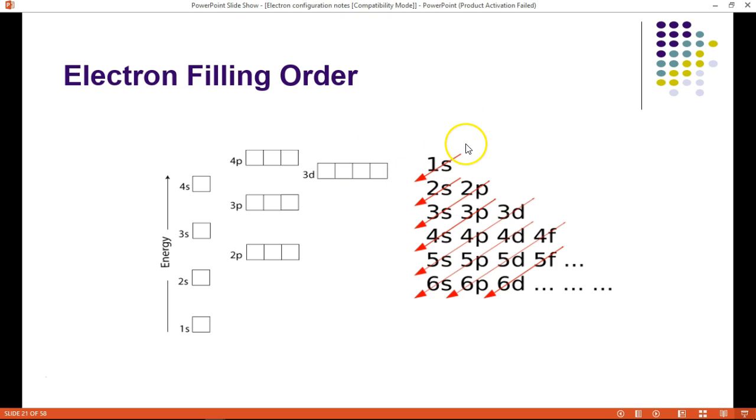And so this is a little chart to help you figure out what order they're placed in. This is written exactly as we wrote it in the table, with the exception of there's more orbitals. And so you would just do diagonal lines to figure out which order that is in.